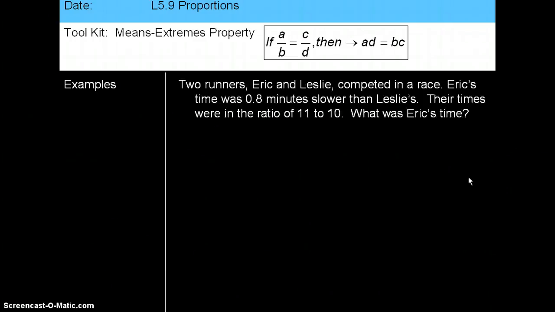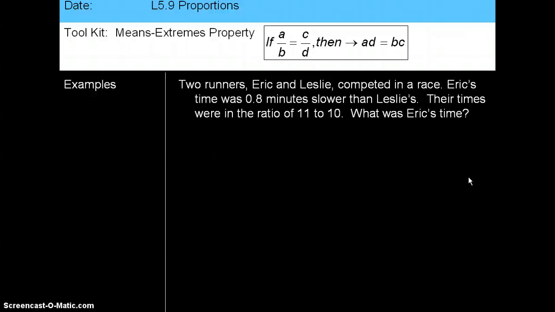And last but not least, we have an example. Two runners, Eric and Leslie, competed in a race. Eric's time was 0.8 minutes slower than Leslie's time. Their times were in the ratio of 11 to 10. What was Eric's time? This question is actually kind of tricky, and your textbook, in fact, got it wrong.